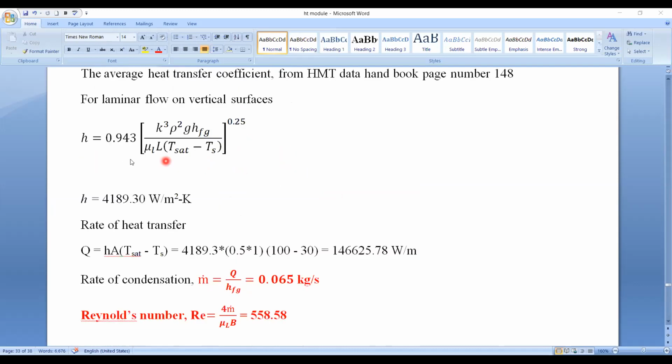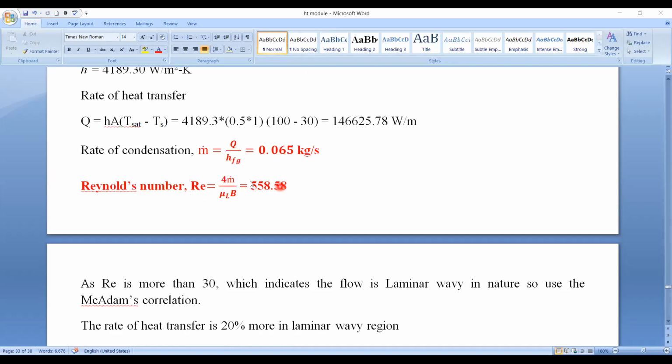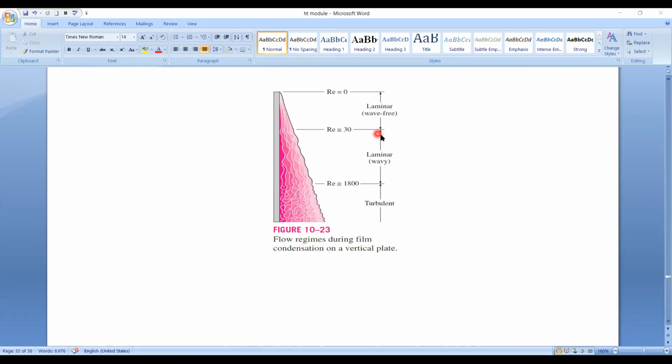So what we assumed, that the flow is laminar wave free, is wrong, because we are getting the Reynolds number more than 30. This is of course the second region where the flow is laminar wavy. So please refer this figure. For Reynolds number more than 30, the region is laminar wavy, and we have proved that in the last class also. We have seen that the rate of heat transfer in wavy laminar flow is 20% more than what we have in laminar wave free region. So that's why the assumption made by us initially is wrong, because the Reynolds number is more than 30.